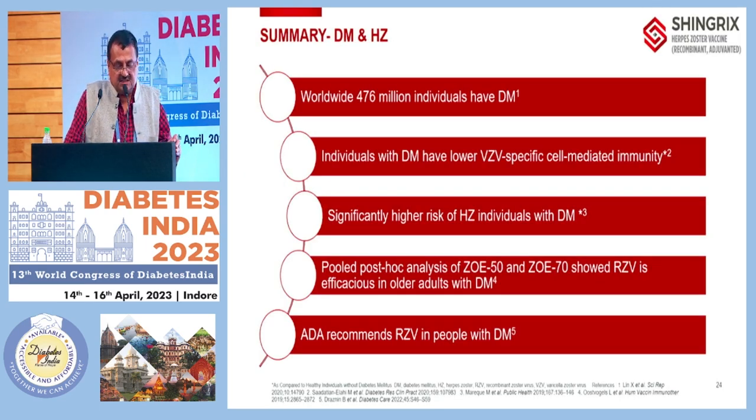The summary is, diabetes and herpes zoster: worldwide 476 million individuals have diabetes. The individuals with diabetes have lower varicella zoster virus specific cell mediated immunity, so a significantly higher risk of herpes zoster. A pooled post hoc analysis of Zoster 50 and Zoster 70 showed this is efficacious in older adults with diabetes, and the ADA recommends this vaccine should be given in people with diabetes.